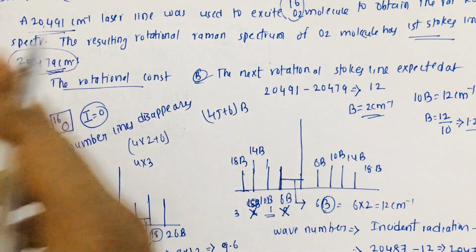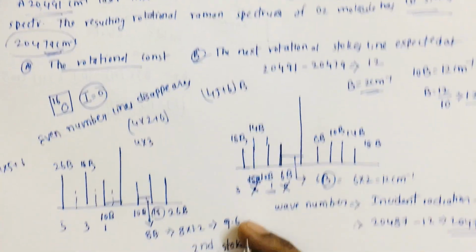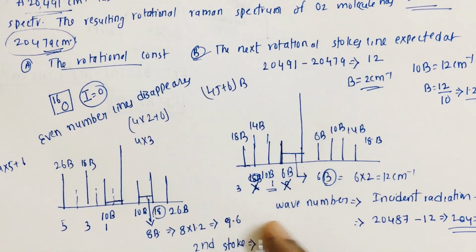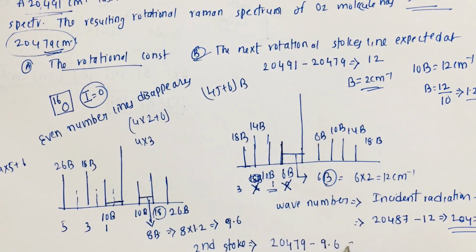So from this we have to take the second Stokes line, meaning from here we have to subtract this rotational constant, then we will get the second Stokes shape line. So 9.6, it comes out to be, let me do it in the calculator.